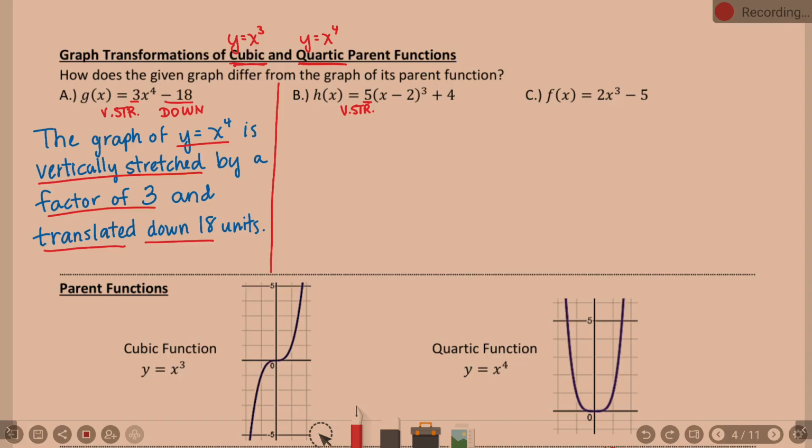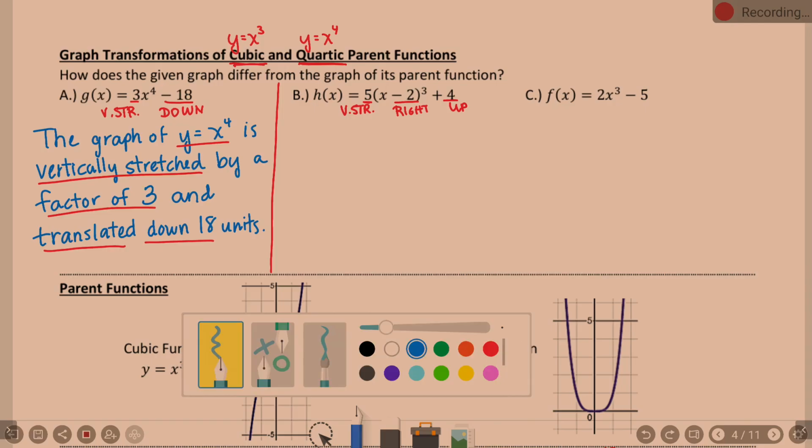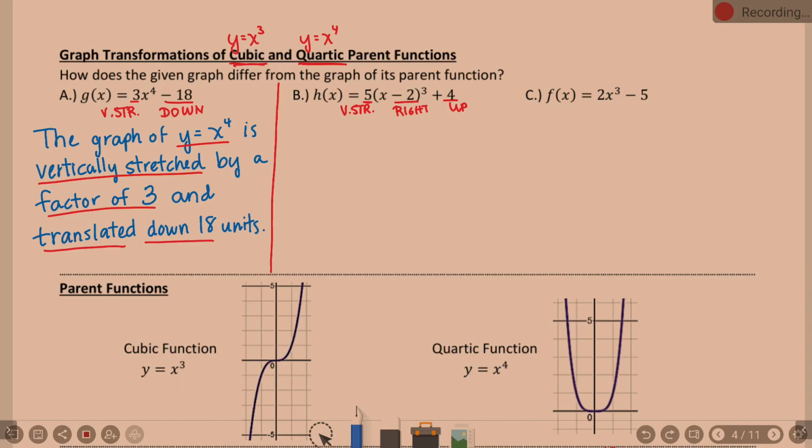Okay. So remember, in the parentheses, left to right, opposite the sign. So that is going to be right 2. The number added or subtracted at the end is up or down. And that's just the direction of the sign. What graph is this being done to? My parent function here is x to the third this time. Okay, so again, make sure you state that.